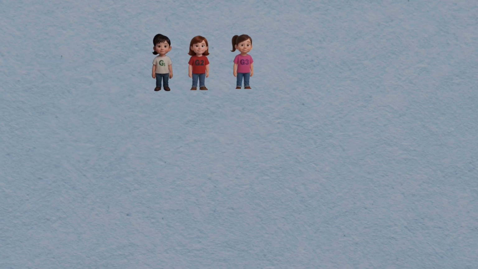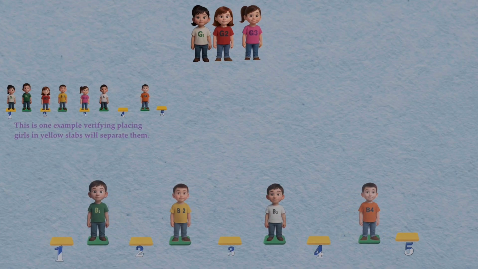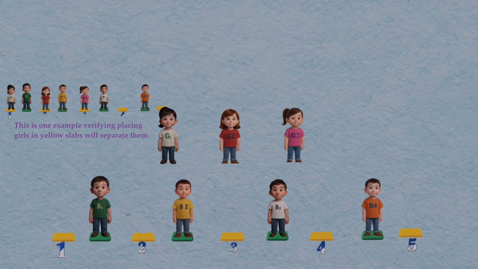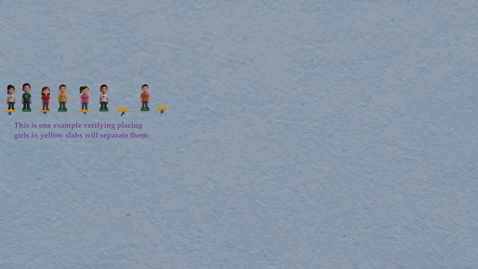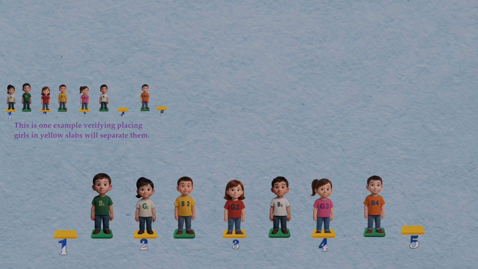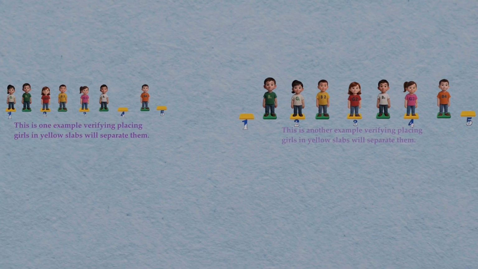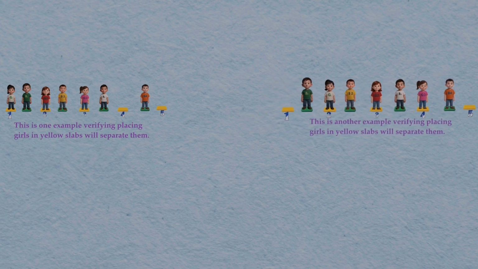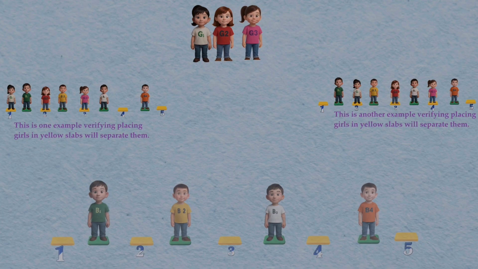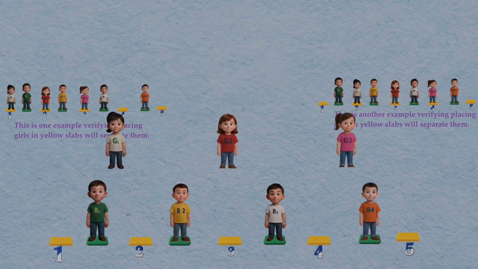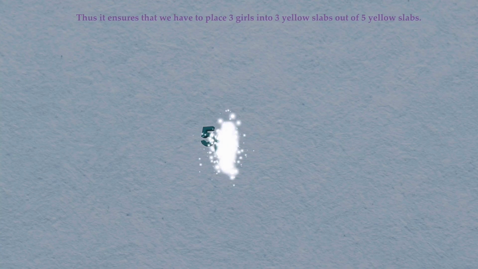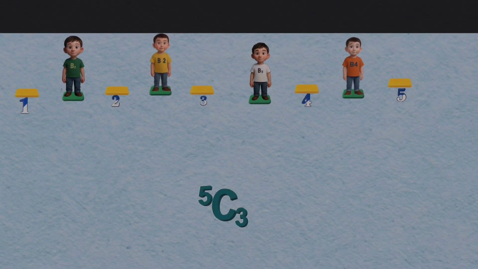Since we have only 3 girls, we select any 3 out of the 5 available yellow slabs. Because there is always at least 1 green slab separating each yellow slab, placing the girls on these yellow slabs ensures that no 2 girls are ever side by side. That means we have to choose 3 yellow slabs from 5 available yellow slabs.